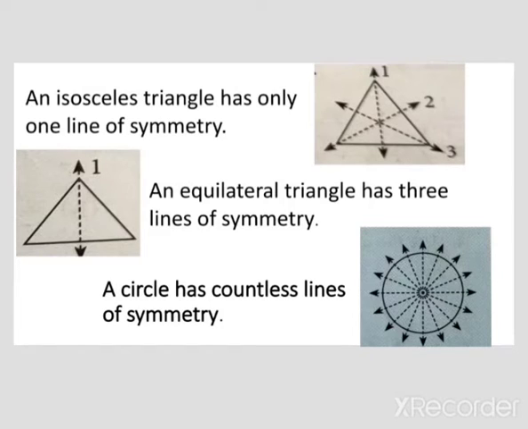A circle has countless lines of symmetry because a circle has its center. Okay, and from this center we can divide the circle into many parts through the diameter. Okay, so there are countless numbers of lines of symmetry.